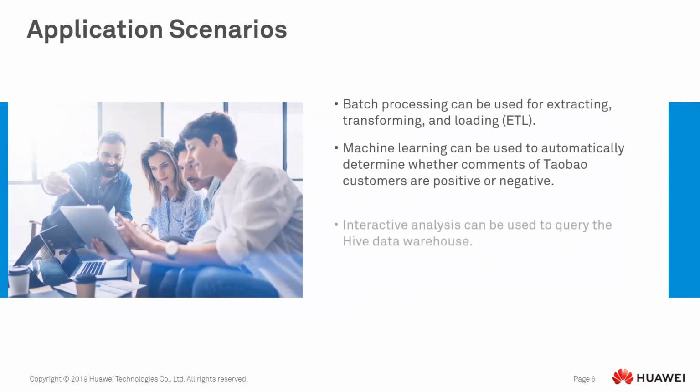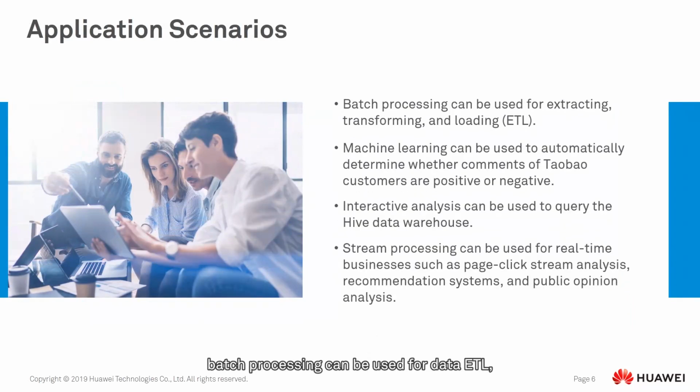In practical use, for example, batch processing can be used for data ETL, which is to extract, transform, and load data. Machine learning can be used for shopping websites to judge whether customer reviews are good or bad. And SQL query can be used to query data in Hive. And stream processing is applicable for real-time services such as clickstream analysis, recommendation system, and public opinion analysis.